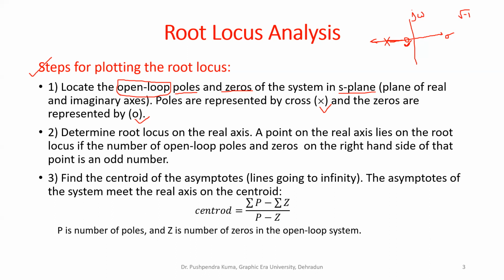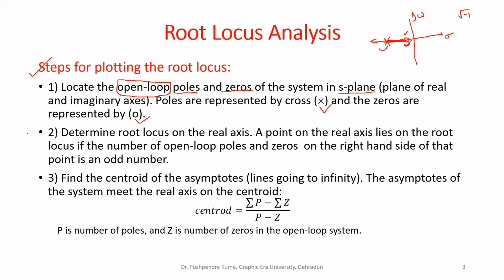Okay, so it is not an odd number, so there will not be any root locus. But when I look at this point, how many points are on the right-hand side of this point? Only one point is there, and one is an odd number, so there will be a root locus between these two points. This is how we calculate root locus on the real axis.